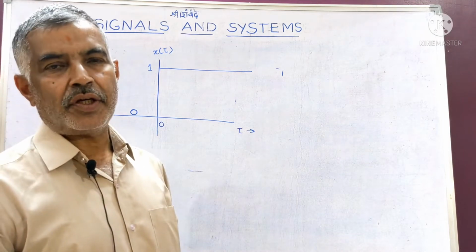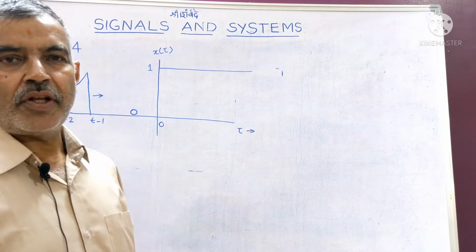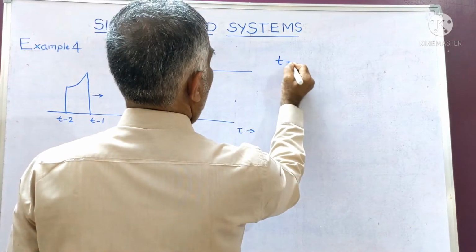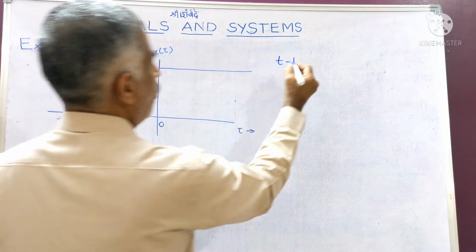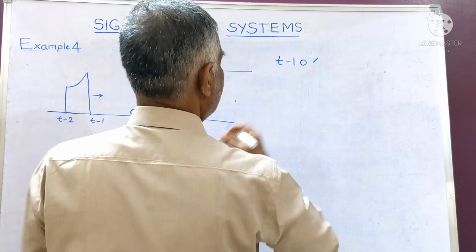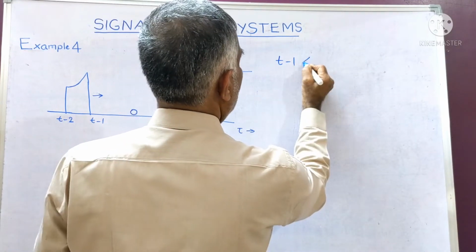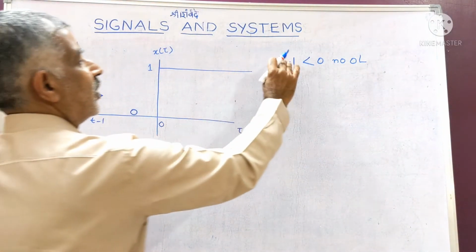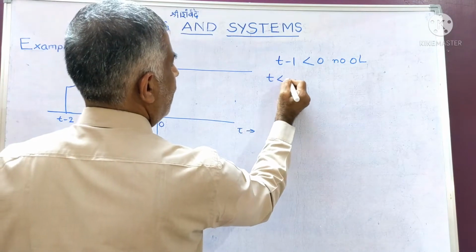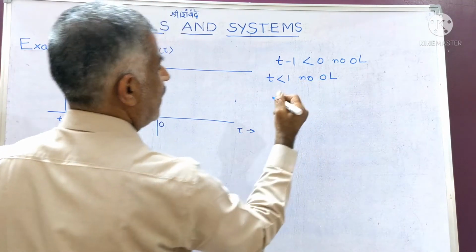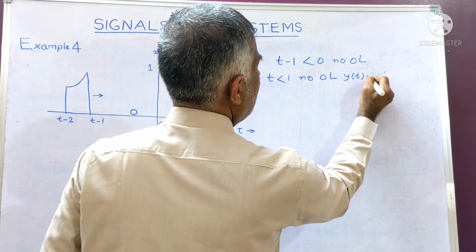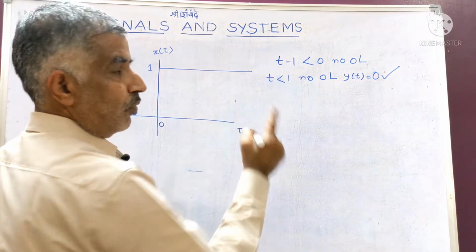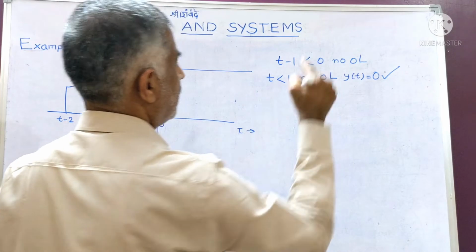Mathematical form 0 means inside the integral 0, so the convolution integral is also 0. Therefore, first for the t minus 1 edge, you write t minus 1 less than 0, no overlapping. Transfer 1 to this side, then it becomes t less than 1, no overlap. So this is one region, and in this region y of t equals 0. This is the first answer: y of t equals 0 for t less than 1. You will have marks for this also.